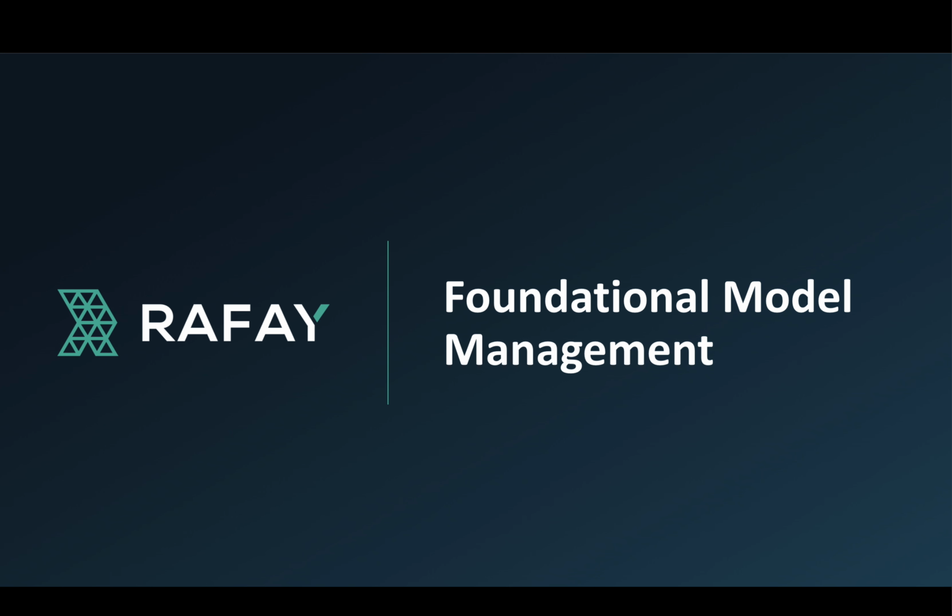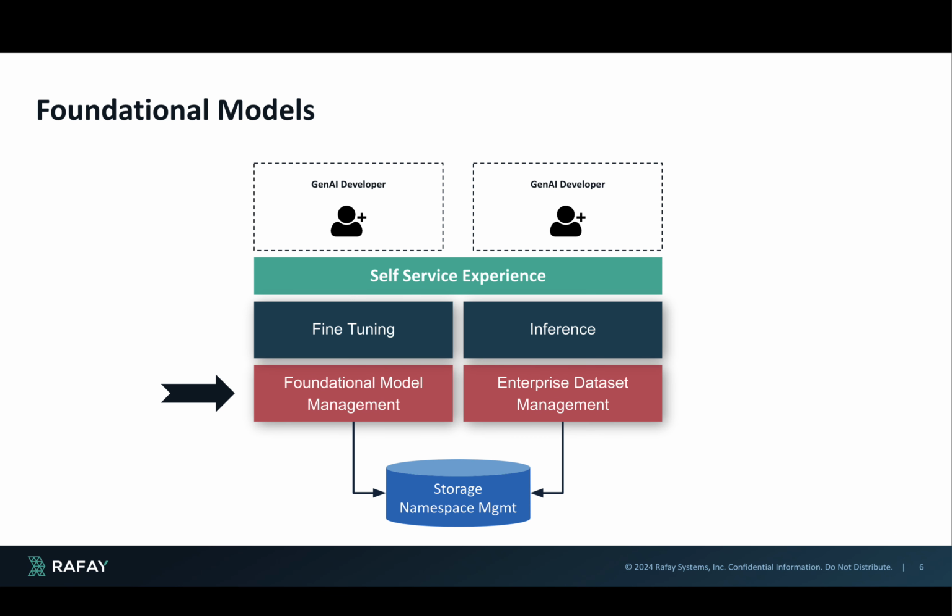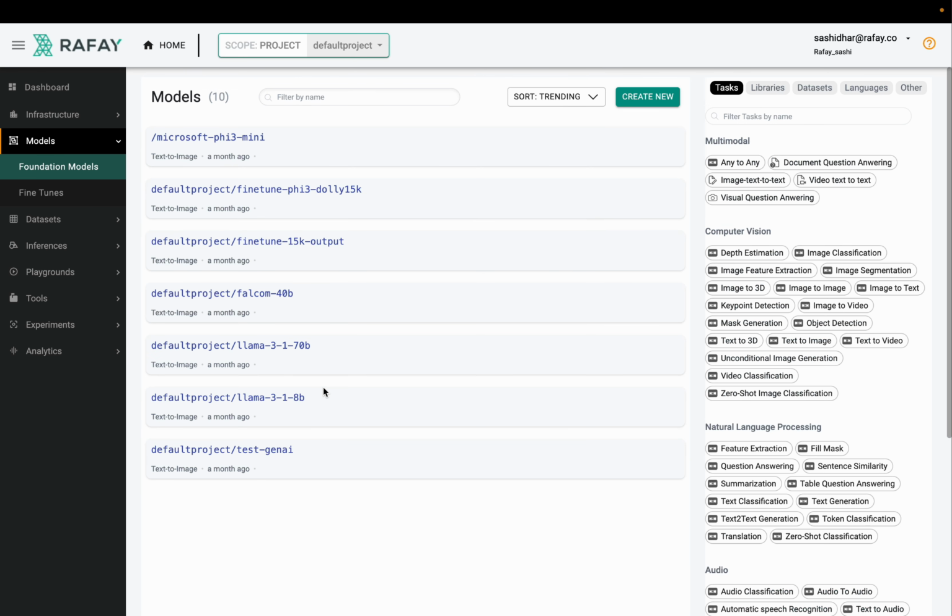Next up is foundational models. This allows an enterprise admin to curate and manage a number of foundational models in a company. In this case, as you can see, there's about 10 foundational models that have been uploaded and saved in this Rafay tenant. These can be used by any of the users in the organization.